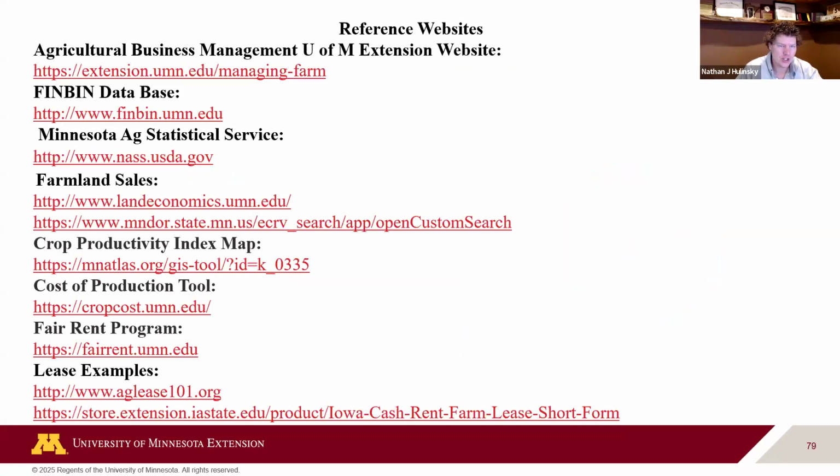I have a list of resources here. So the University of Minnesota Extension website has a lot of this information ready to go 24/7. The FinBin database has this very accurate farm level data. The USDA website, the farmland sales, both the University of Minnesota Land Economics website and that ECRV through the state of Minnesota, the crop productivity map, that can be a helpful resource, the cost of production tool, the fair rent website, and then those lease examples that I shared there are very good resources, references for everybody to use moving forward.